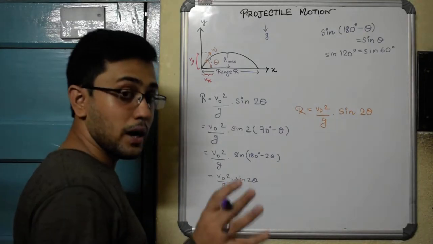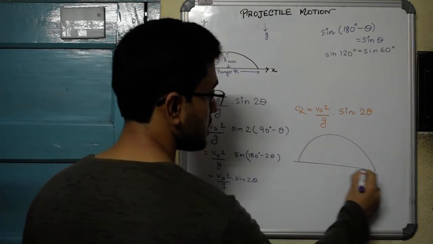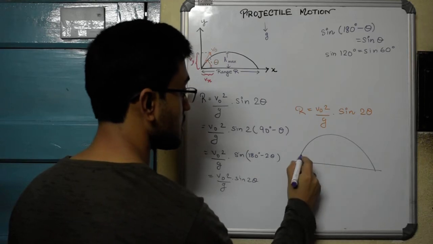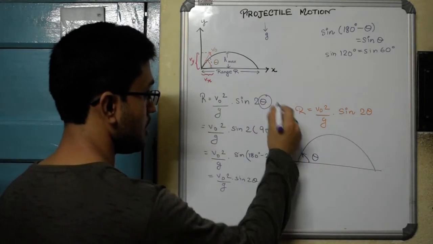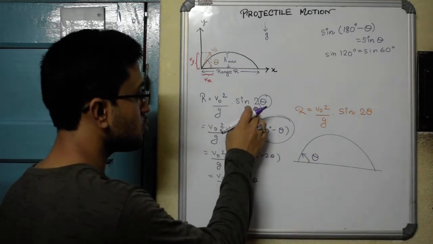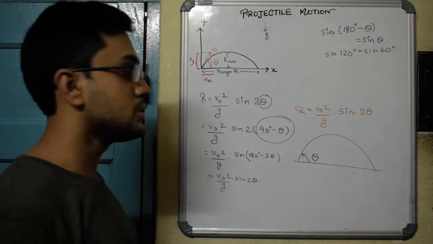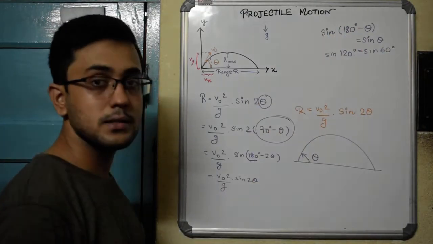So what I am trying to say here is that the range of a projectile, that is, the distance it can go, is the same whether you launch the projectile at theta or at 90 minus theta. That is because of this 2 that is there in the multiplication, because that makes this 180, and sine of 180 minus theta is the same as sine of theta.